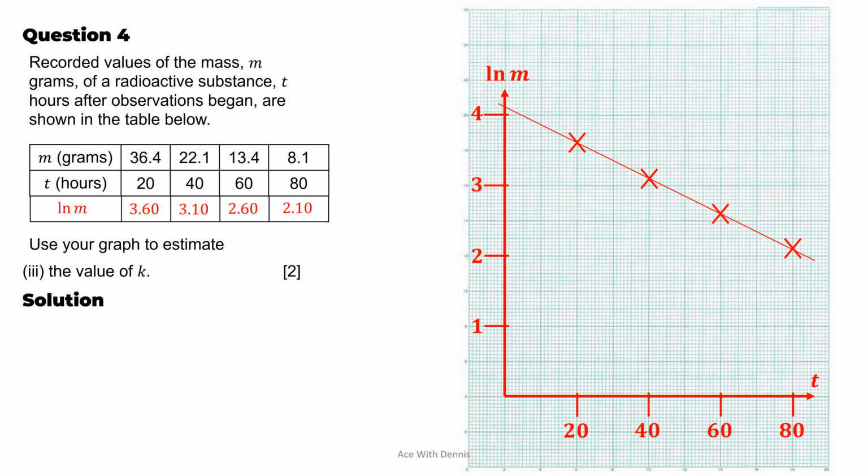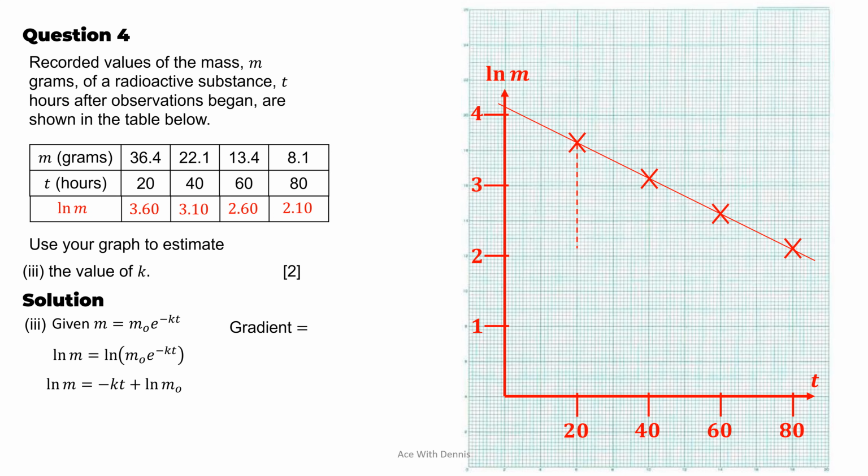And here's the solution for part 3. Use a graph to estimate the value of k, 2 marks. So given the equation is m equals m0 e to the power of negative kt, we ln both sides. We get ln m equals ln m0 e to the power of negative kt. And next we apply the logarithm laws. We get ln m equals negative kt plus ln m0.